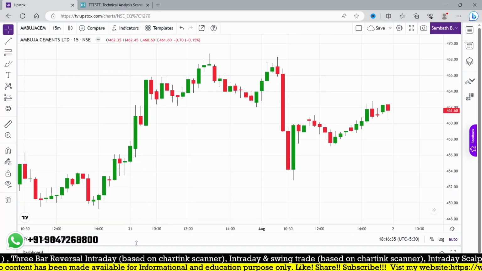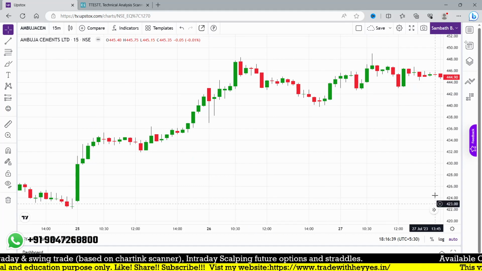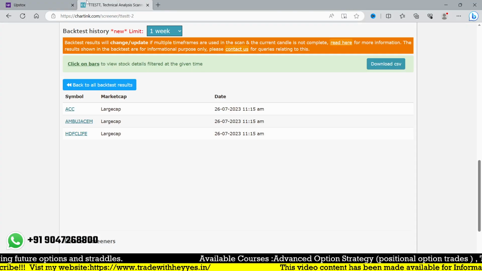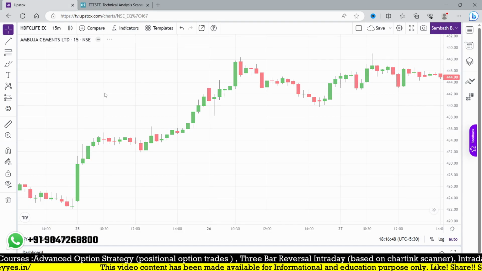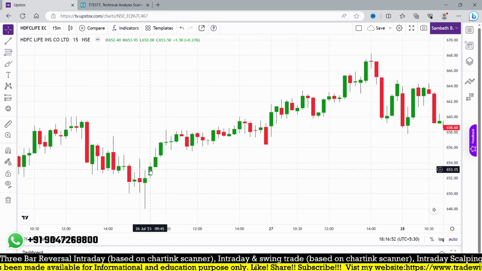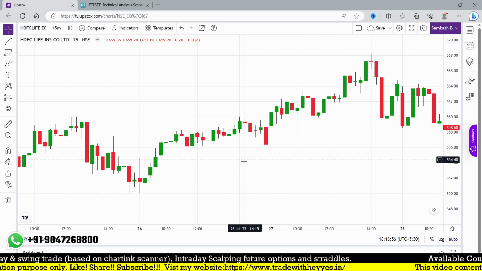Ambuja Cement is the one more on 26. Here is the 26 that is also giving you such a good move, and HDFC Life 26. Here is a complete reversal, 653, and it went up to 660.